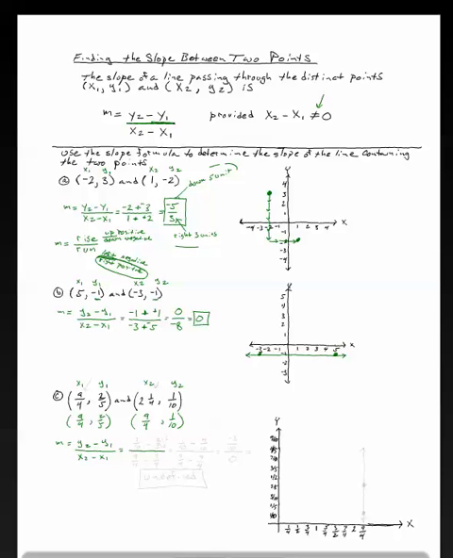y2 is 1/10 minus y1 is 2/5, over x2 is 9/4 minus x1 is 9/4. So we can see that we're going to have 9/4 minus 9/4, which is 0. We can go ahead and finish this problem.